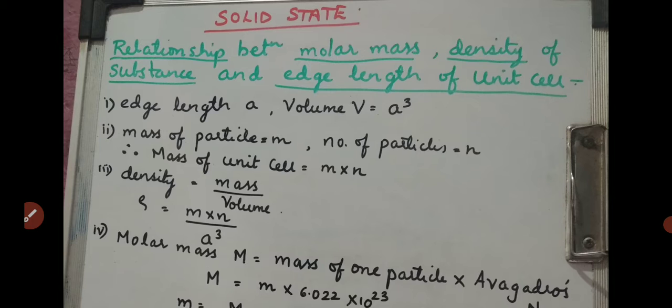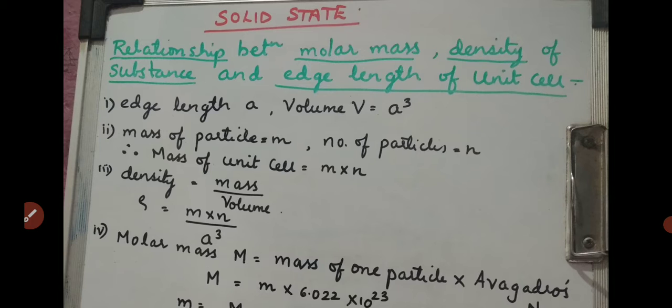We know that volume is equal to L into B into H. So here the edge length is a. We are considering a cubic system, a cube. All the three lengths, that is length, breadth and height, are the same, given as a. So volume becomes a cube.